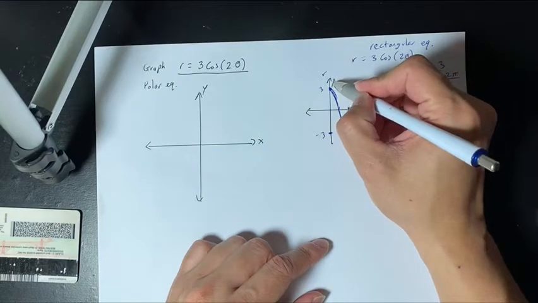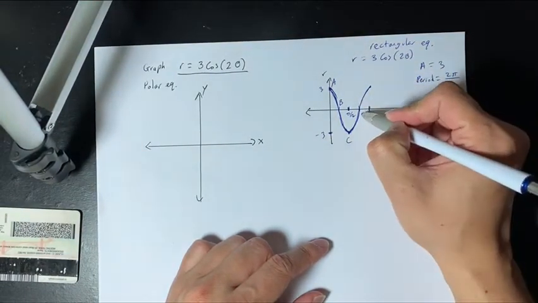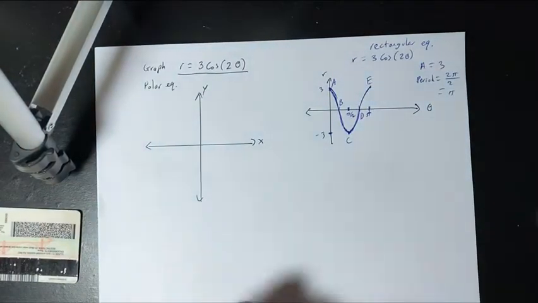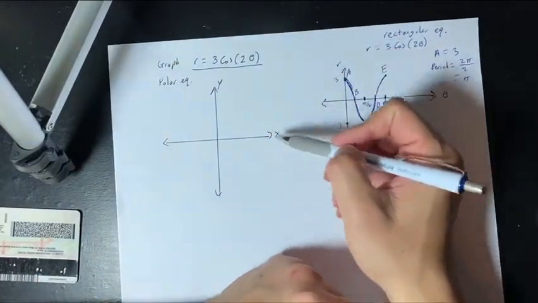I'm going to call this guy point A. I'm going to call this guy point B. I'm going to call this guy point C, point D, and point E. Now that's really all we need to understand this graph. So let's go back to the xy plane.